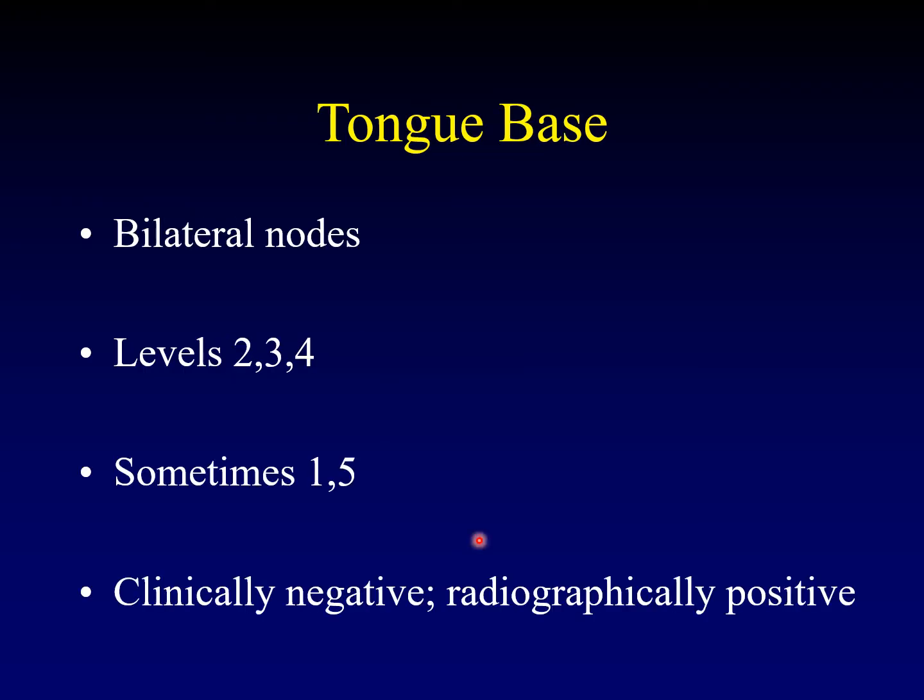Tumors that arise in the tongue base are famous for having bilateral nodes because of the rich lymphatic supply of the tongue base that has crossover lymphatics. Even a unilateral tumor of the tongue base will sometimes end up with bilateral nodal disease. It can go to levels 2, 3, and 4, sometimes 1 and 5, so it's really all over the map. Often, tumors that arise in the tongue base will give rise to nodal disease that is clinically negative, but radiologically positive.